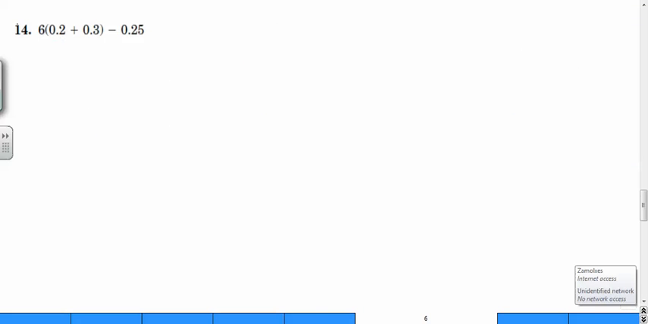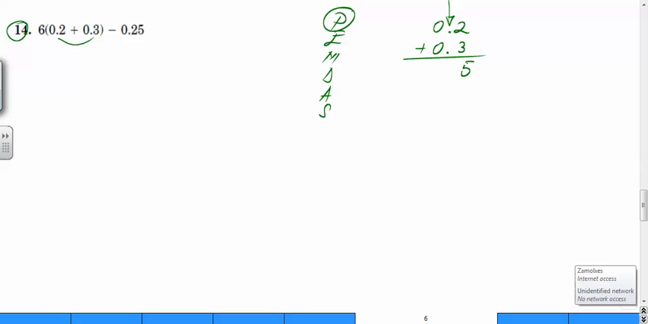Okay, 14 here, so that's the problem, right? As usual, I'm going to write down the order of operations. And that's parentheses. Yes, I have 0.2 plus 0.3, 0.2 plus 0.3. My decimal point is lined up, right? 2 plus 3 is 5, decimal point 0. So that will be 0.5.